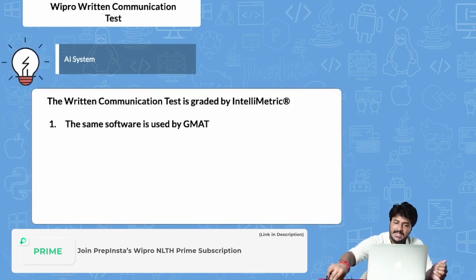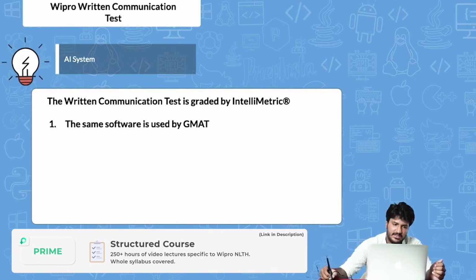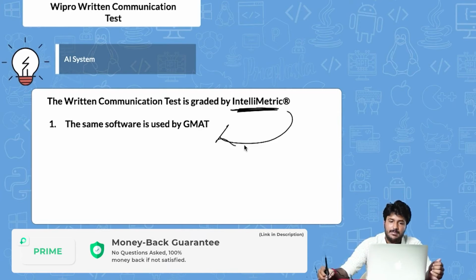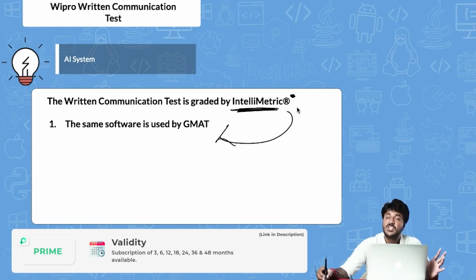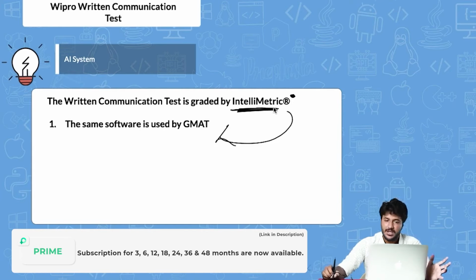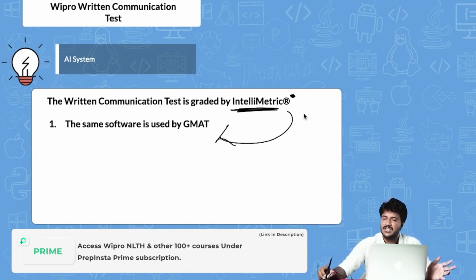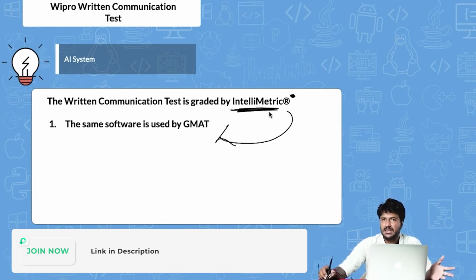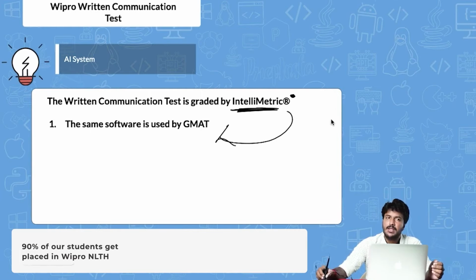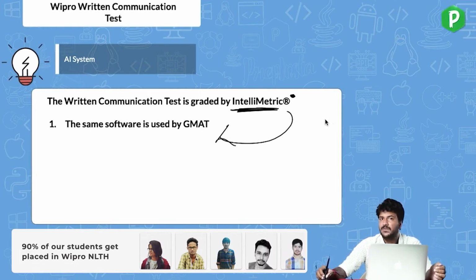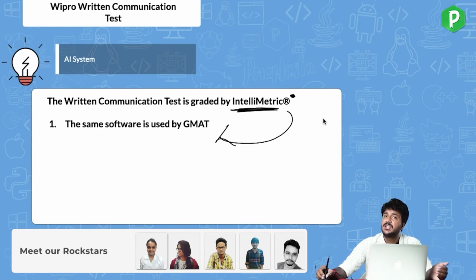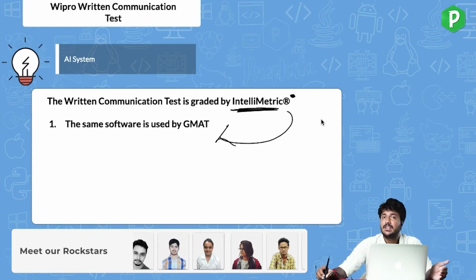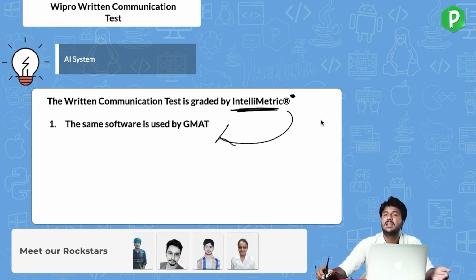Firstly, just a bit of introduction about the AI system. The AI system is called Intellimetric. It has been developed for GMAT. Intellimetric is a registered entity, which is a very, very good AI system. In fact, what the Intellimetric website says is, for a given essay or paragraph that is written, a human is only able to identify 4 out of 10 errors that are made, and the AI system is able to comprehend about 9 out of 10 parameters. So the AI system is better than a human being.